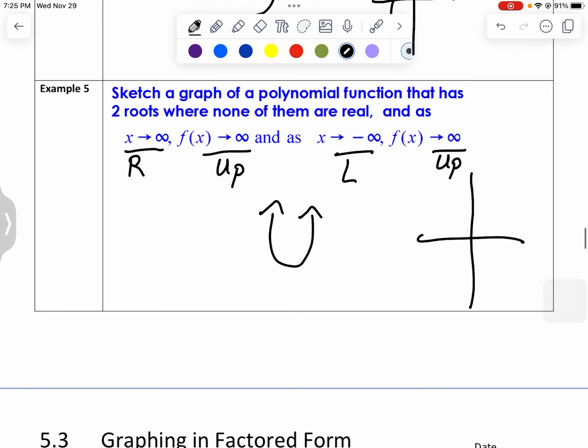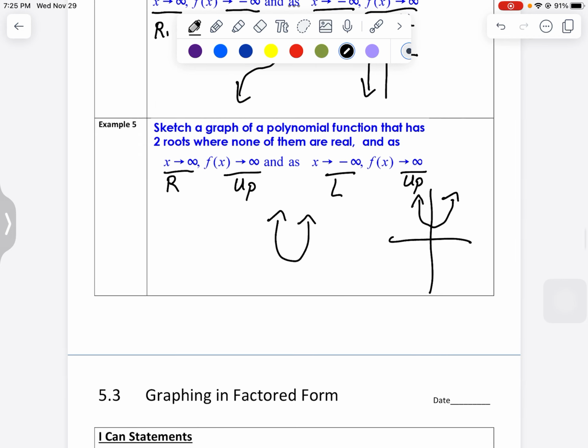We could even do a parabola. It has to have 2 roots where none of them are real. So we just can't cross the x-axis. So anything drawn above the x-axis would work, something like that. And that's it.